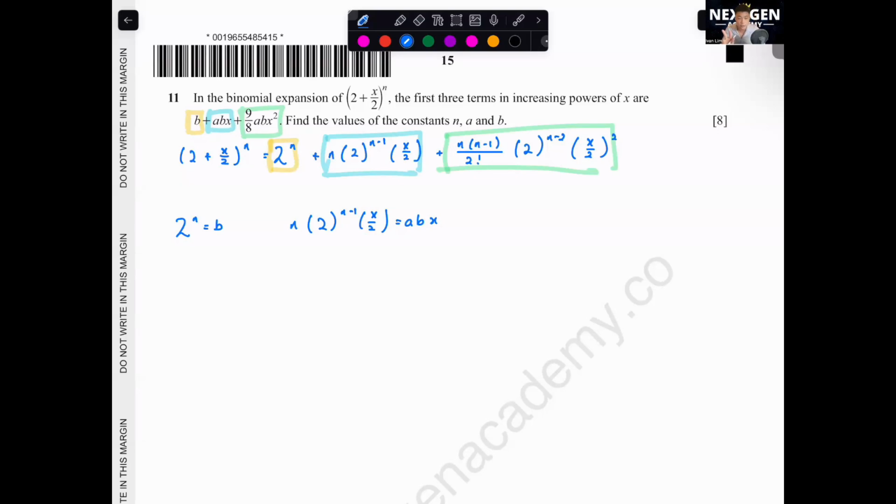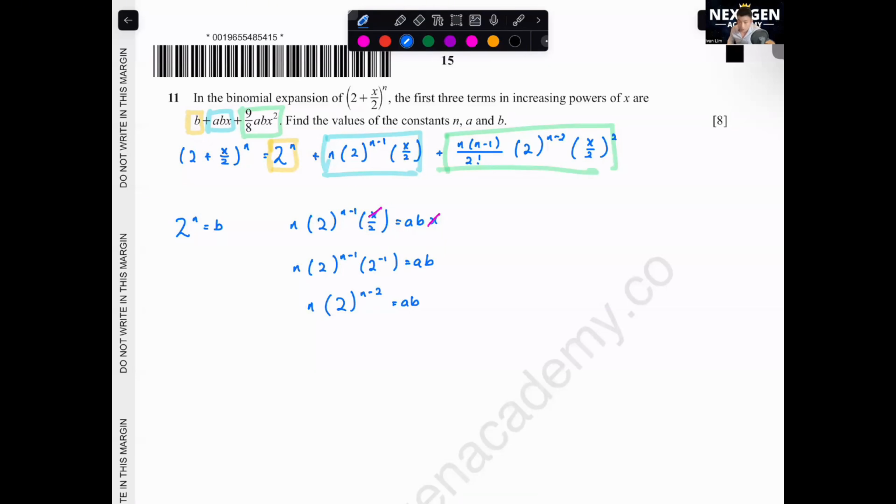This is actually a simultaneous equation. You have 3 unknowns, you need 3 equations. Let's see how we simplify it. Your x and x can cancel off. This can be written as 2 to the power of negative 1. So 2 to the power of n minus 1 times 2 to the power of negative 1 equals ab. So can I write this as n times 2 to the power of n minus 2 equals ab? Understand what we're doing here?